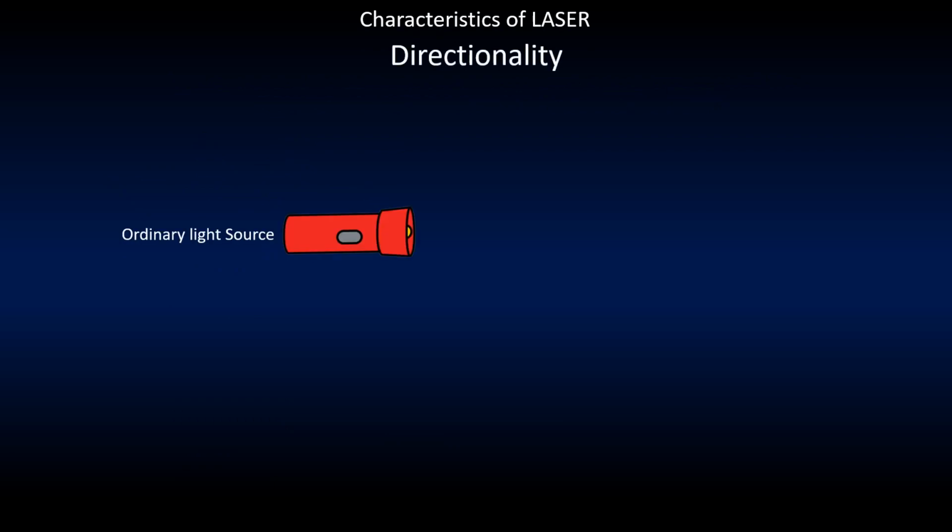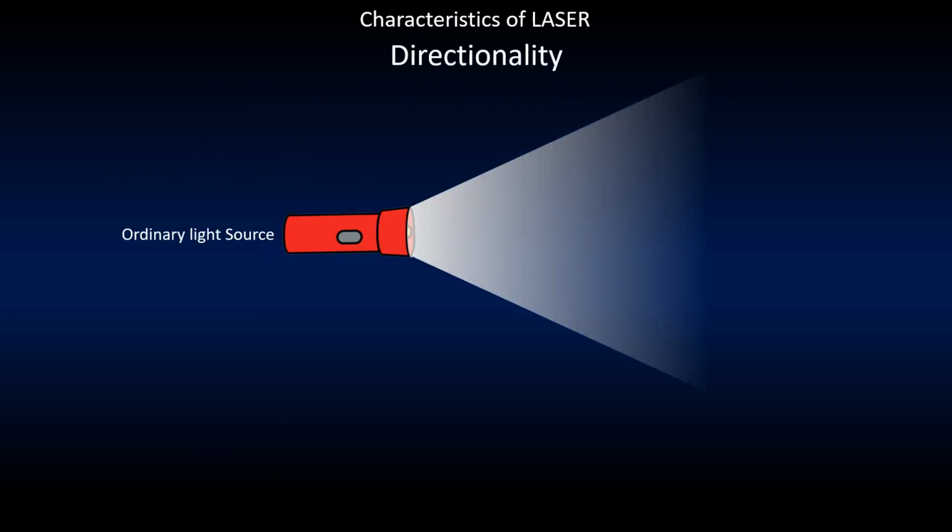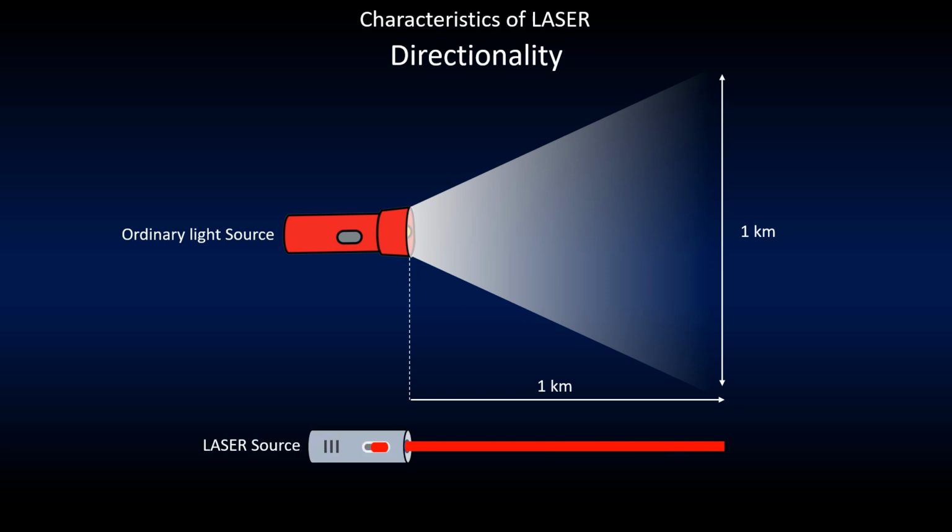Directionality. If an ordinary light travels a distance of 1 kilometer, it spreads to about 1 kilometer in diameter. On the other hand, if laser light travels a distance of 1 kilometer, it spreads to a diameter less than 1 centimeter. From this, we can say the width of the laser beam is extremely narrow. Therefore, laser emits light only in one direction and it can travel to long distance without spreading. Hence, laser beam is highly directional.